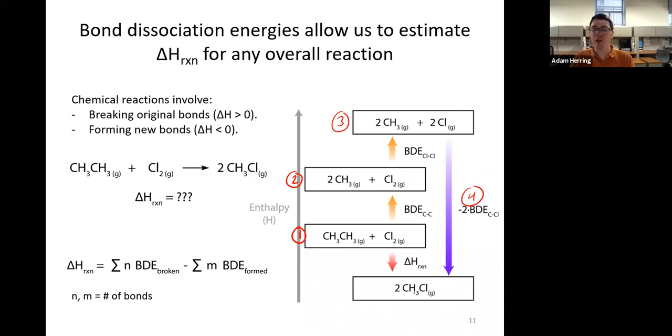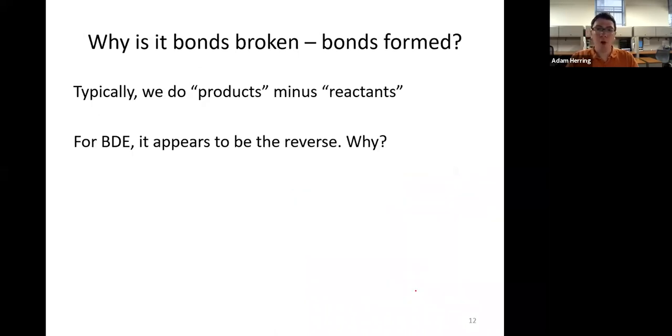That's going to get us then our 2 molecules of methyl chloride. So how do we calculate this? Well, when we do this type of calculation, it's as if we take the energy of the bonds broken and subtract the energy of the bonds formed. Typically, when we've looked at these types of calculations before, we said take the enthalpy of the products minus the reactants. But for bond dissociation energy, the bonds that are broken are our reactants, and the bonds formed are our products. And so it appears as though it's the reverse.